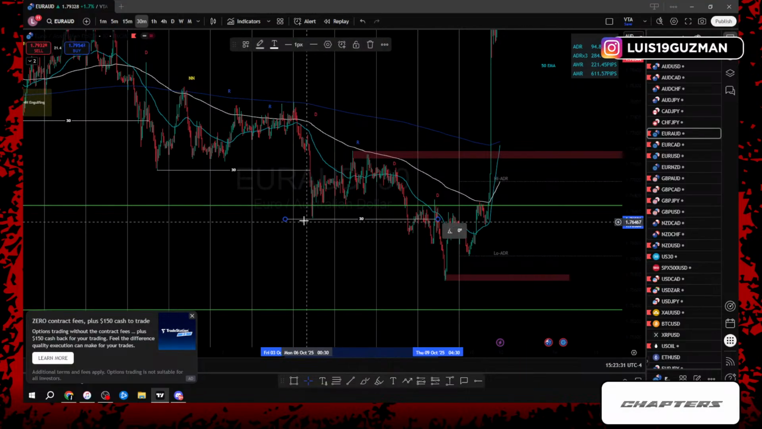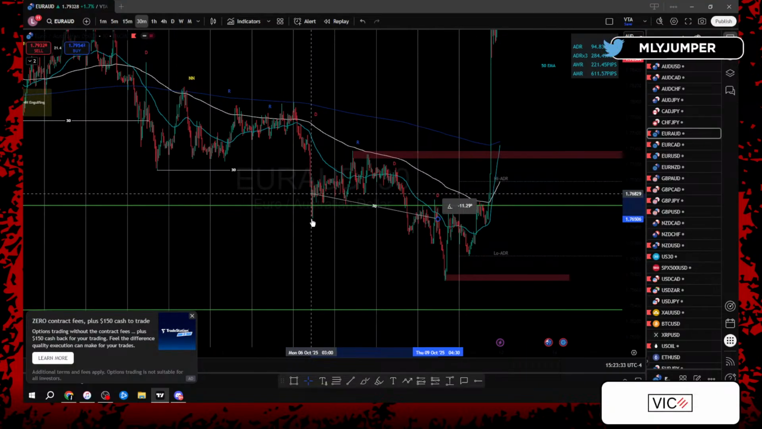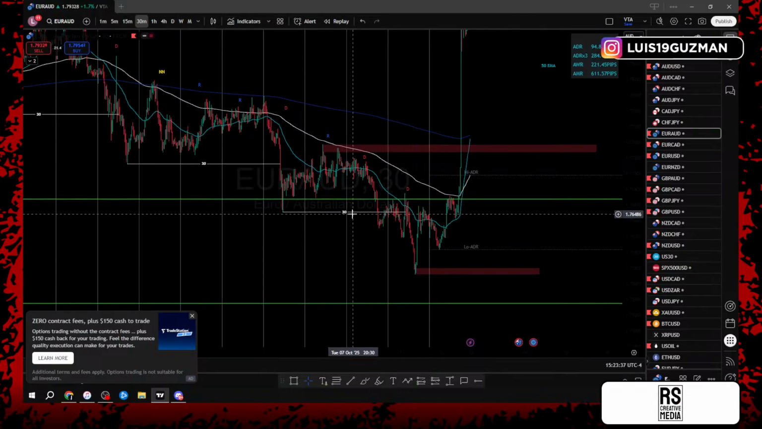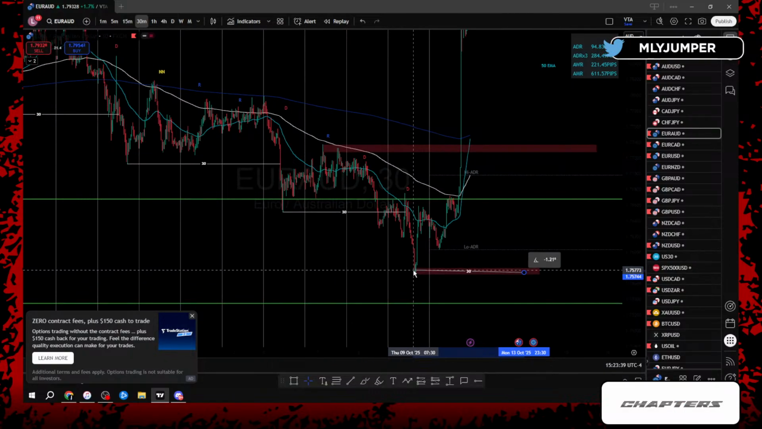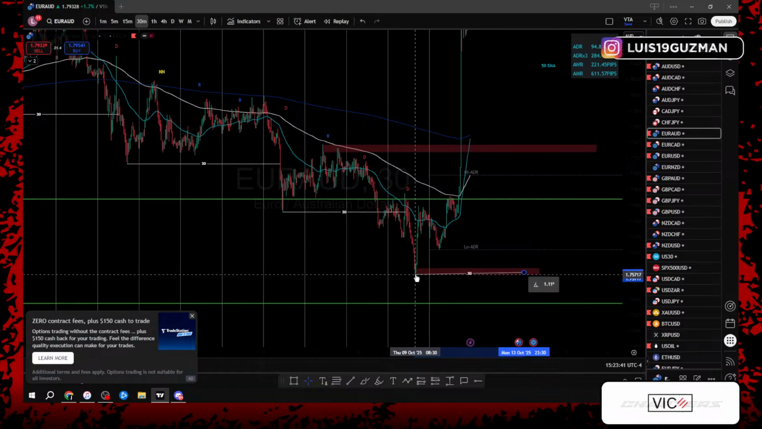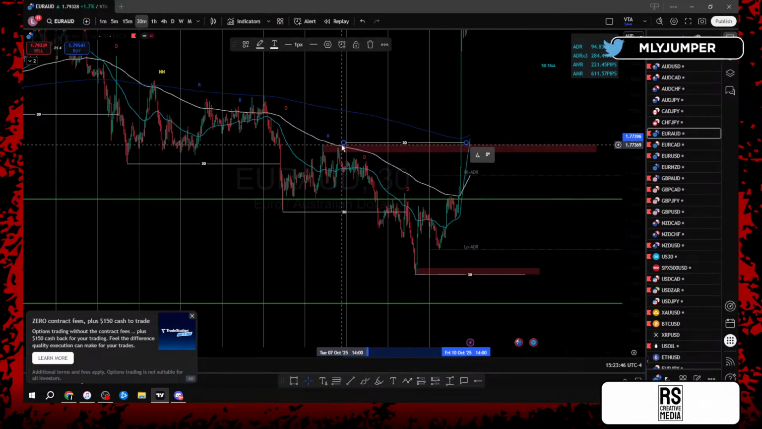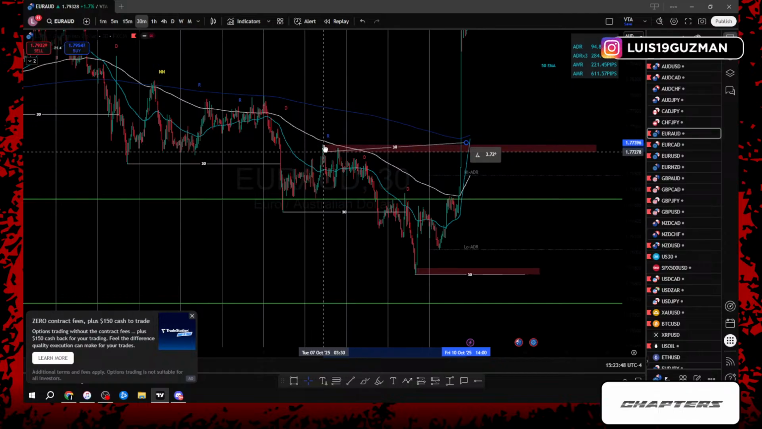So we can see that price gave us lower low, lower high. Then it gave us this lower low at the beginning of the week of last week. Right, gave us the lower low. Gave us this low. Right, and then price gave us a change of character to the top side. And price broke way above the 800 EMA, which is perfect. That's exactly what we want to see.